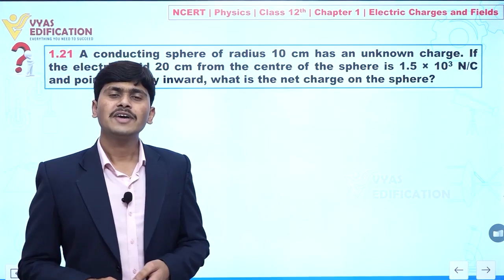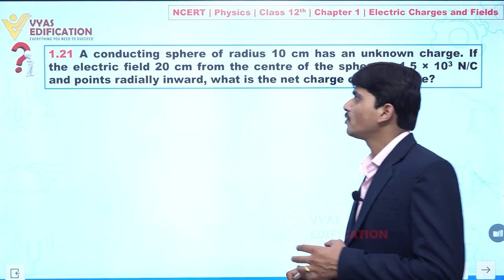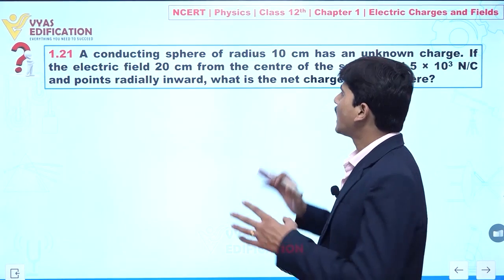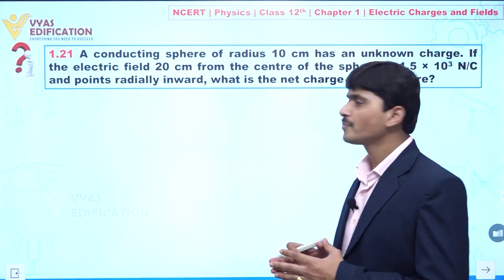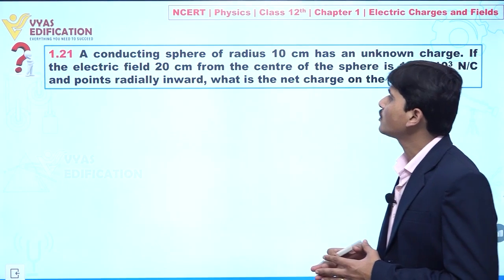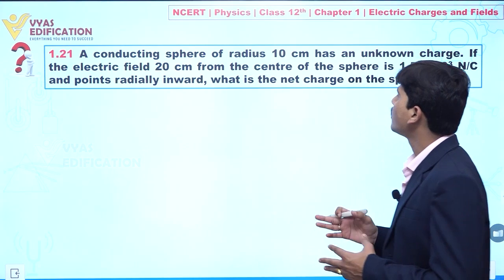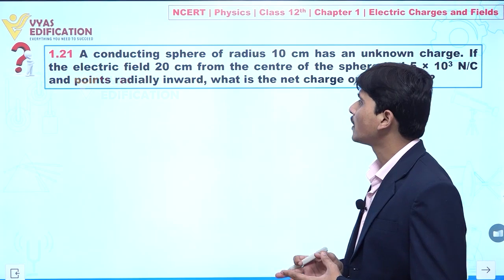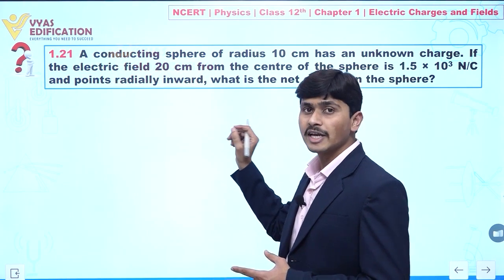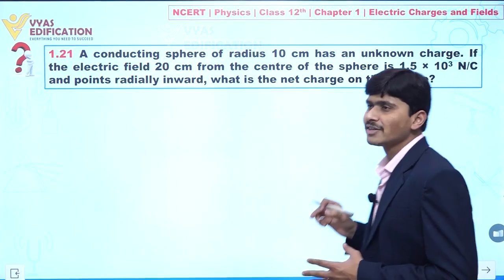Clear to everyone? Now we are going to discuss question number 1.21. In this question it is given a conducting sphere of radius 10 centimeter has an unknown charge. If the electric field 20 centimeter away from center of sphere is 1.5 into 10 to the power 3 Newton per Coulomb and points radially inward, very important. What is net charge on sphere?